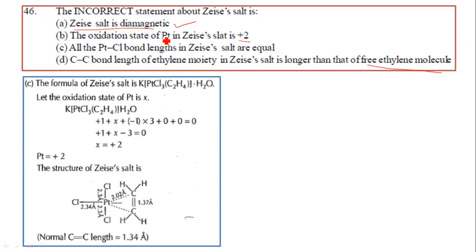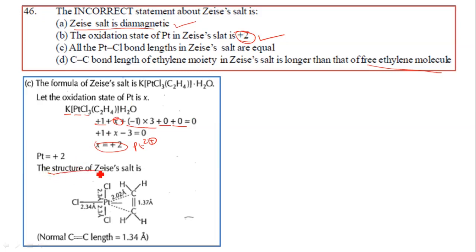Oxidation state of platinum is +2. We will calculate it here. For potassium it is +1, platinum is X, chlorine is -1 into 3, C2H4 is 0, water is 0, equal to 0, so X equals +2. This is Pt2+. So option B is also correct.